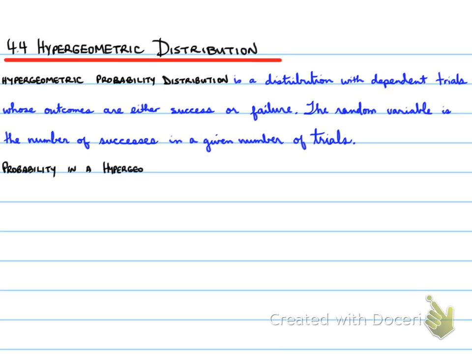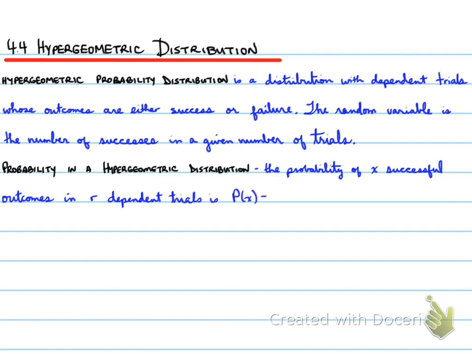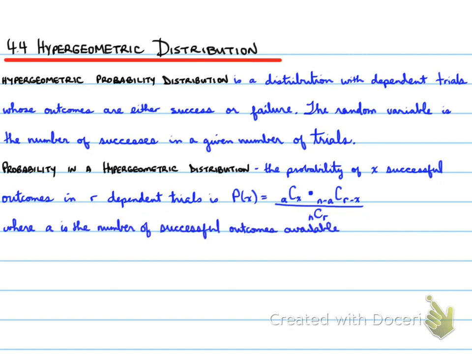Probability in a hypergeometric distribution is the probability of X successful outcomes in R dependent trials such that A choose X times N minus A choose R minus X is divided by N choose R. Now, where A is the number of successful outcomes available in a population of size N.